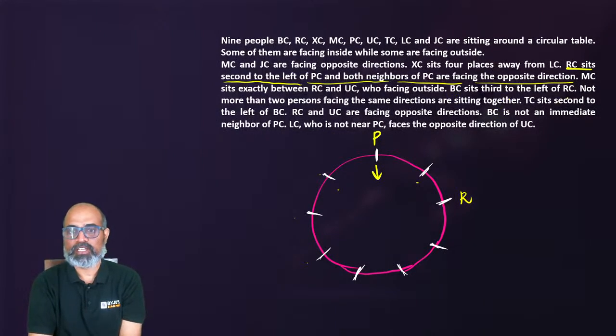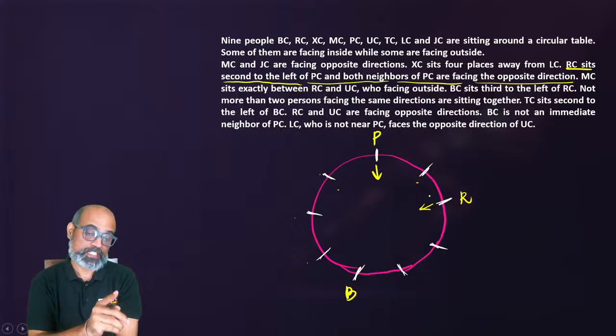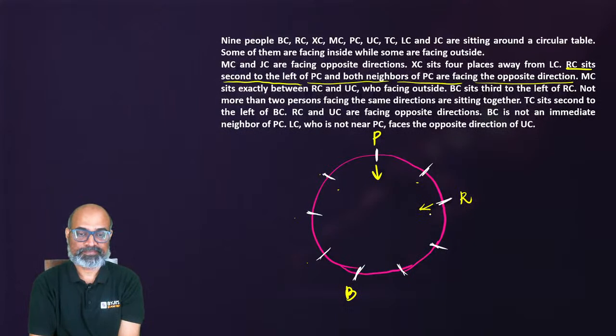B sits third to the left of R. Now what shall we do? If R is facing inwards, then third to the left of R is going to be this place where B is going to be here. If R is facing outwards, then B is going to be the neighbor of P.